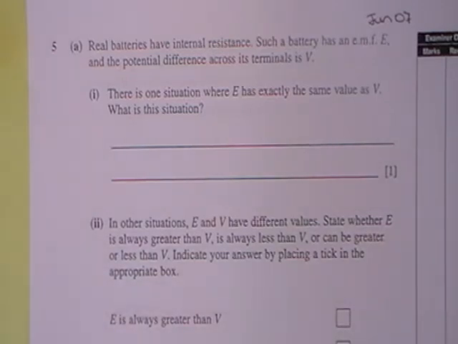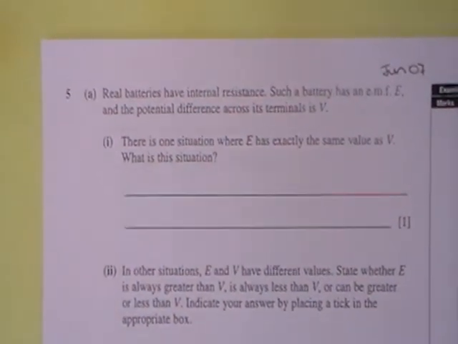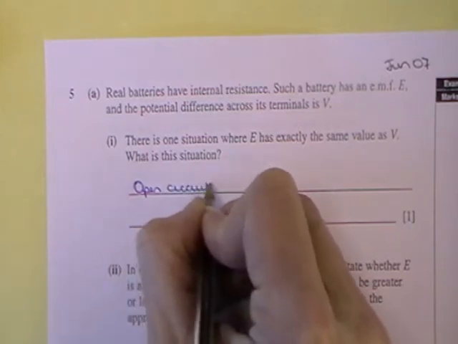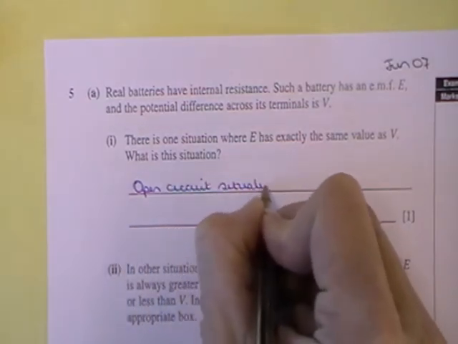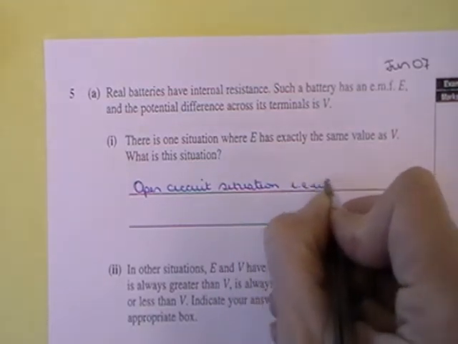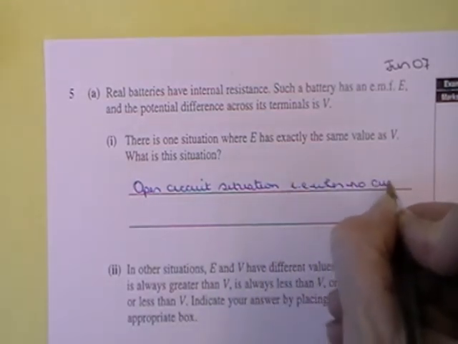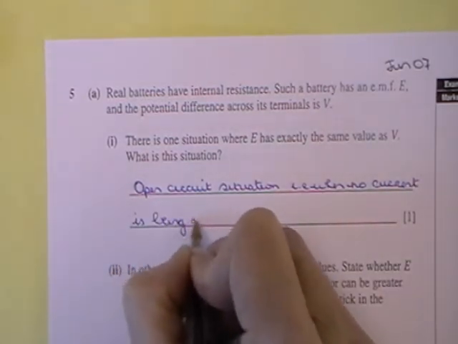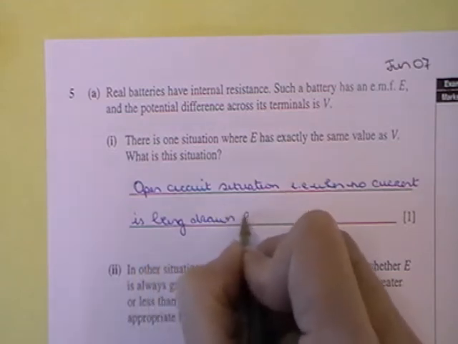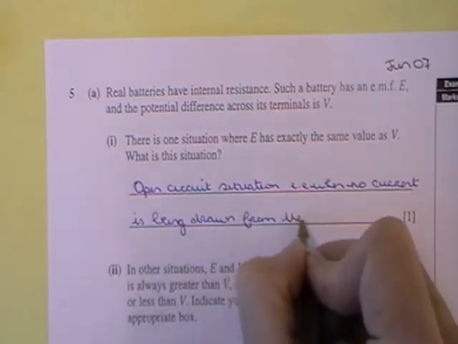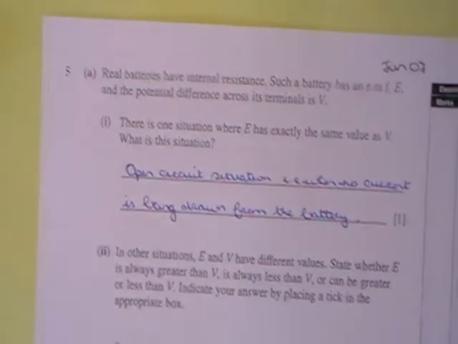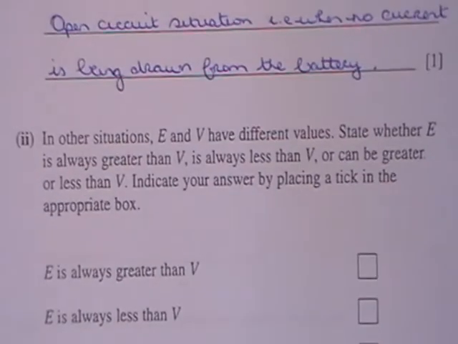And when that's happening, we say that it is an open circuit. So it's an open circuit situation. In other words, when no current is being drawn from the battery. In other situations, E and V have different values.